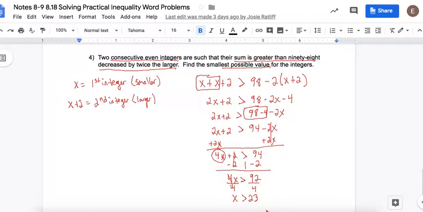Now, what is the next greater even number after 23? The answer is 24. And remember, I wanted consecutive even numbers. So my first one is 24. I have to add 2 to get the second one. So it's 24 and 26. So box this in. And that would be a reasonable answer.